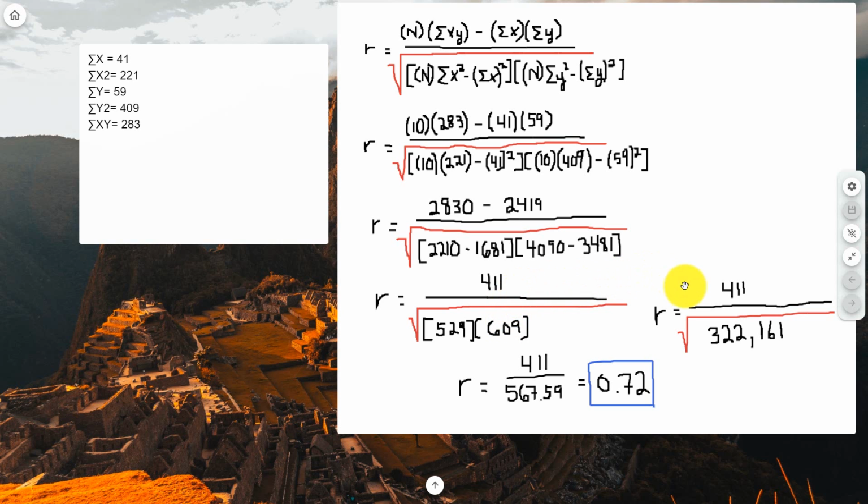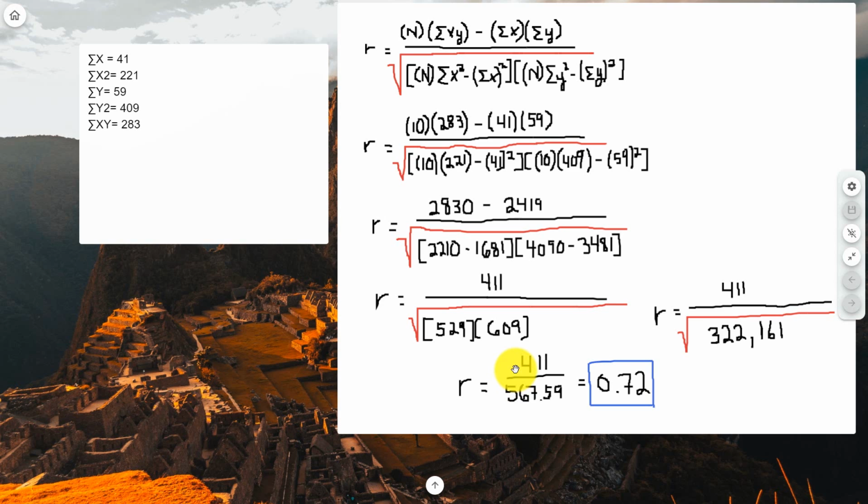So we have the numerator of 411, and when you multiply 529 times 609, you're going to get 322,161. Take the square root of that, and you get 567.59. Now, you can see that this is, of course, going to be a decimal because in order for it to be a 1, we'd have to have the numerator and the denominator be exactly the same, and clearly we don't have that here.